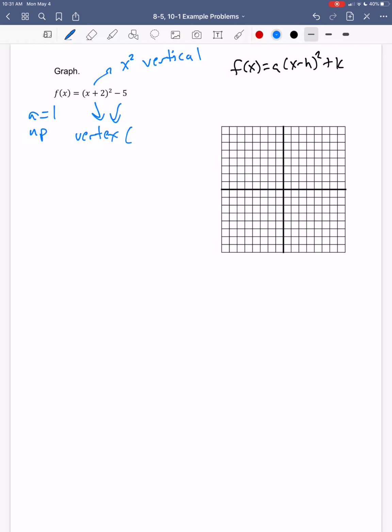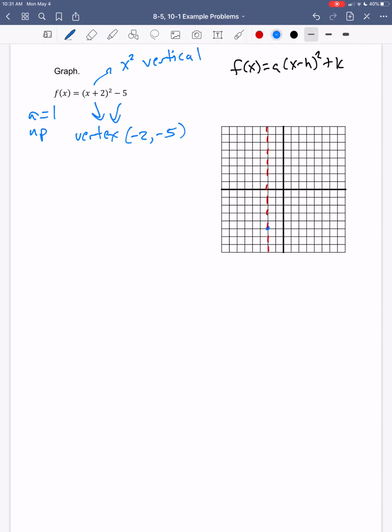The x coordinate is always the opposite of what's in the parentheses. That's because I'm thinking, what would make that 0? To make that 0, I'd have to put in x is negative 2. But if all of that became 0, I would just get a negative 5 as my y coordinate. So I start at negative 2, negative 5. That would be my vertex. My axis of symmetry goes up and down through that vertex.